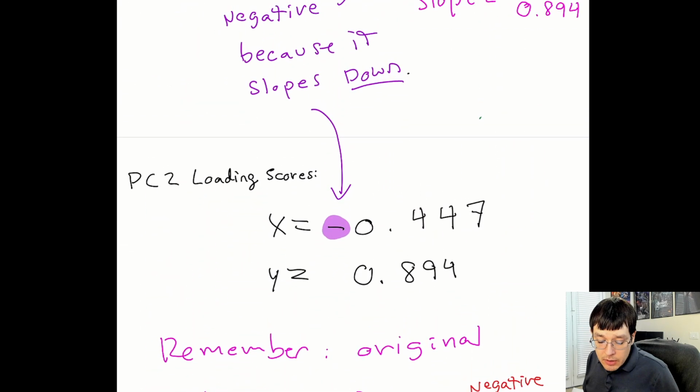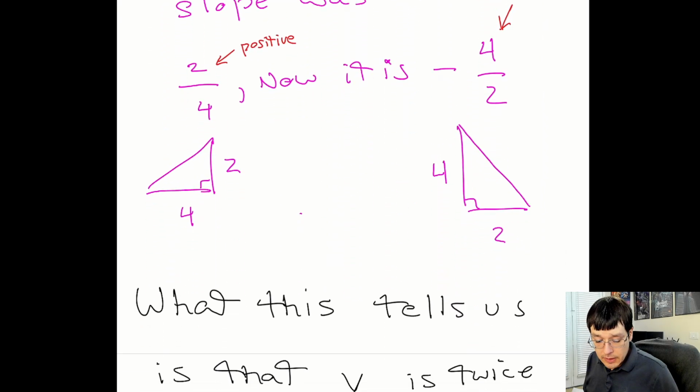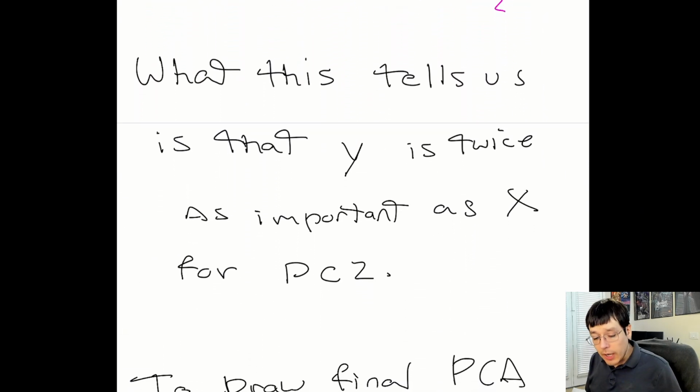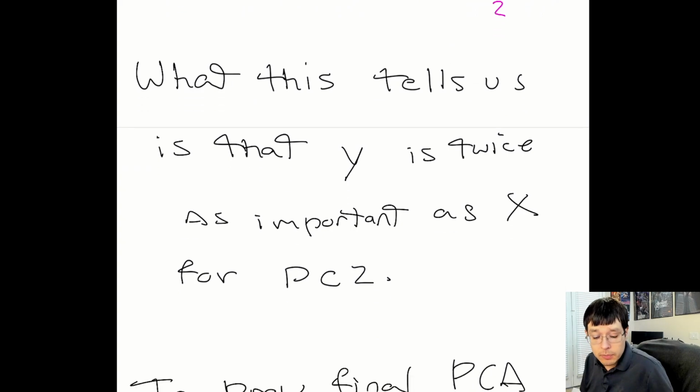Anyways, what does this tell us about this line, about PC2? Well, it tells us that y is twice as important as x for PC2. Okay? So it's important to know. It's important to analyze. PC1 is important, but PC2 is also important to know.